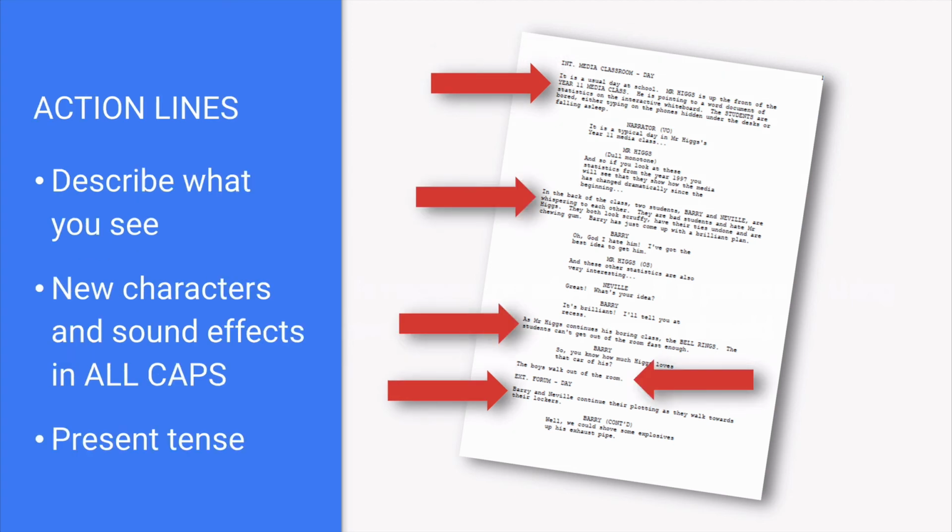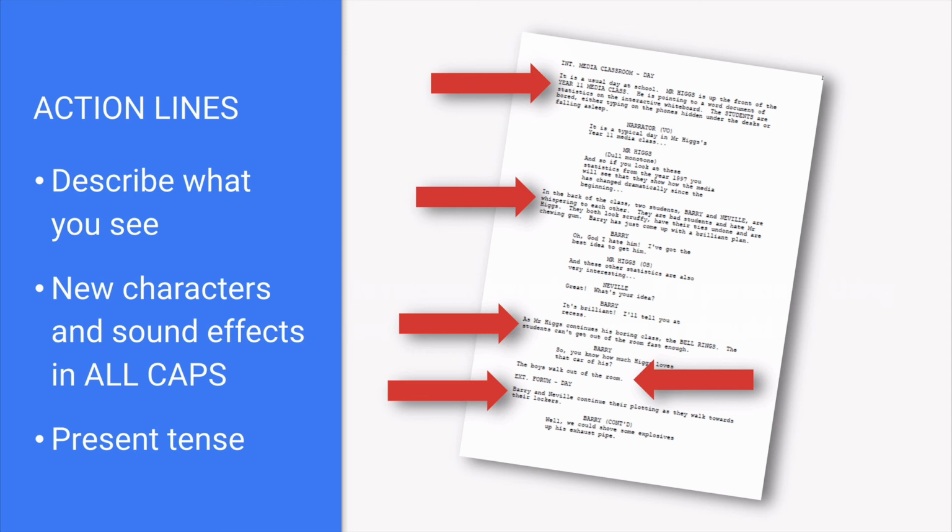Action lines come after every scene heading, so every slug line needs to have an action line following it, even if it's just the boys continue their conversation, or a continuation of what was happening in the previous scene. We need to treat every scene independently. You need to describe what you see in the scene. Remember, show, don't tell. New characters and all sound effects go in all caps.